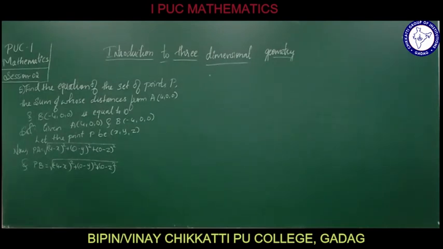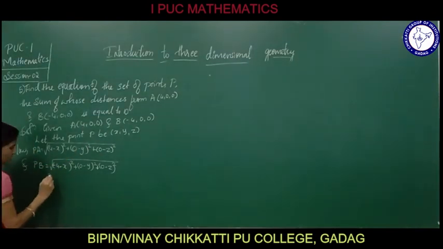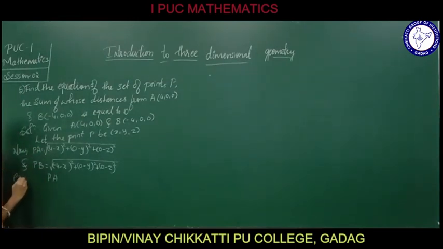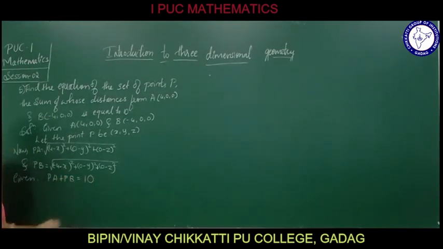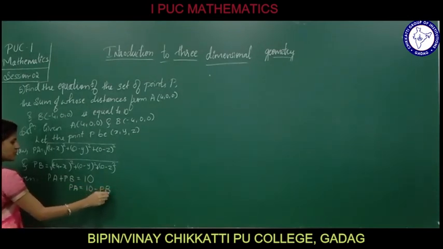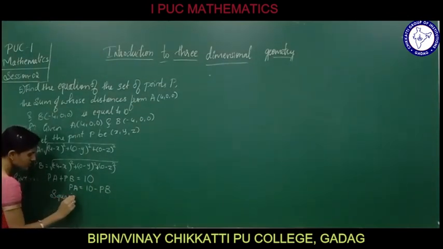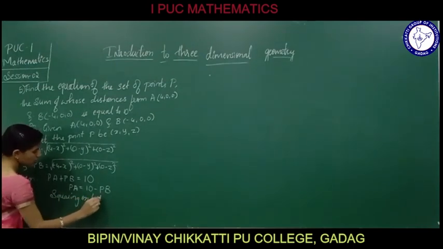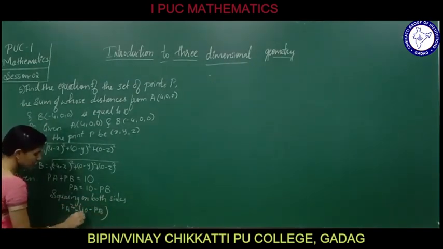Next, they have given that the sum PA plus PB is equal to 10, right? How can I write PA? PA will be equal to 10 minus PB, right? Now what I am going to do is square on both sides. What we are going to get? PA square will be equal to 10 minus PB whole square.